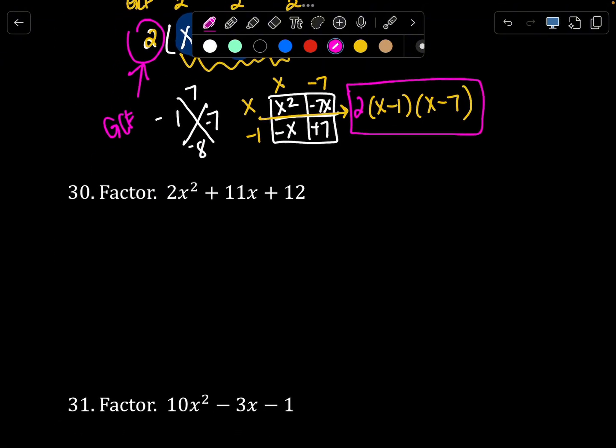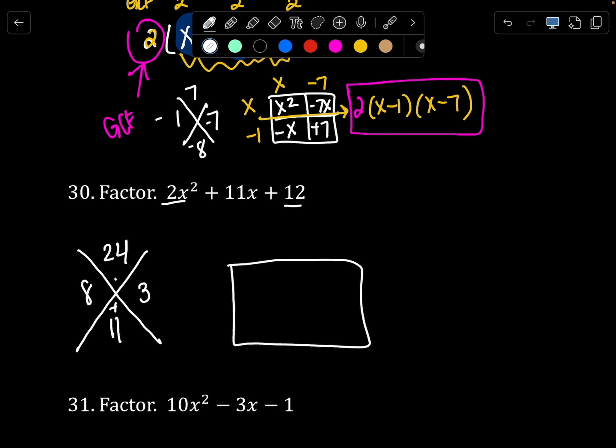Same thing, but this time there is no GCF, so we just have to go straight to the x in the box. 12 times 2 is 24, 11, so two numbers that multiply to 24 and add to 11. Anybody know? 8 times 3, good job.